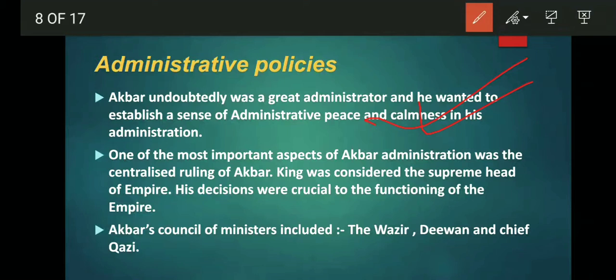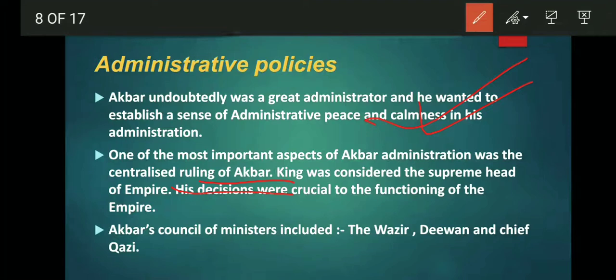One of the most important aspects of Akbar's administration was the centralized ruling of Akbar. Now, he had this very good quality in himself, that he would always have a very strong grip over his empire. He would not let the units of his empire scatter into pieces. He had a very centralized form of government. King was considered as the supreme head of the empire, and he had the full right to administer policies, and the King's decisions were very crucial to the functioning of the empire.